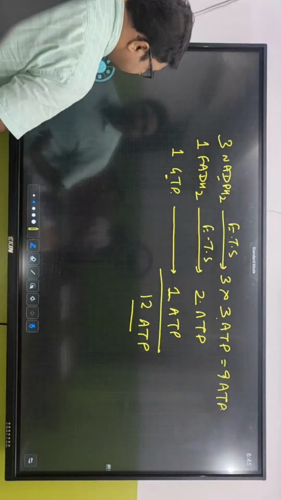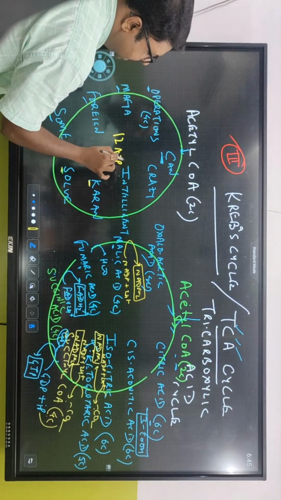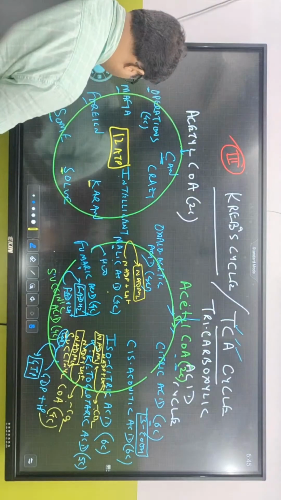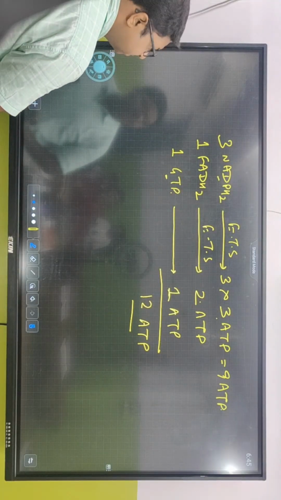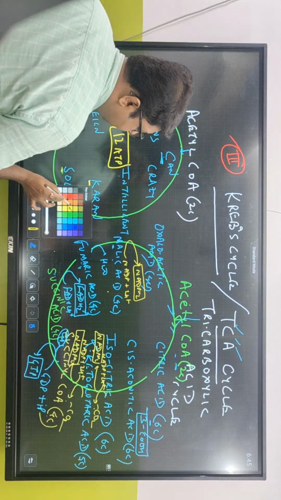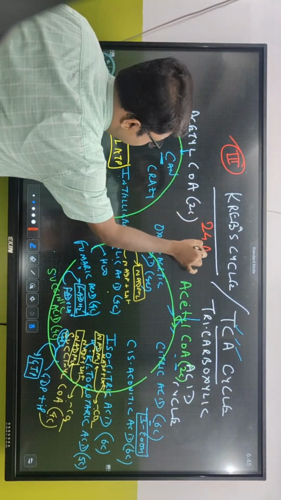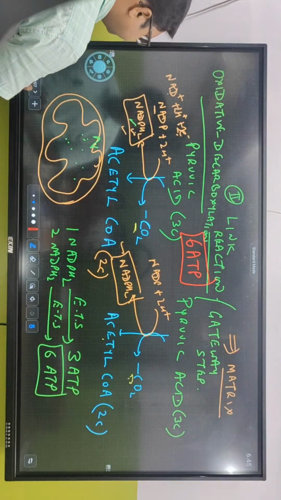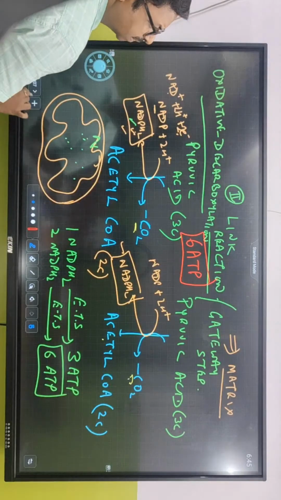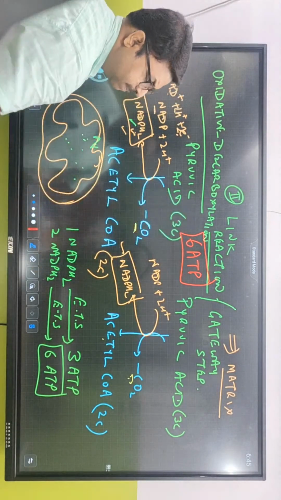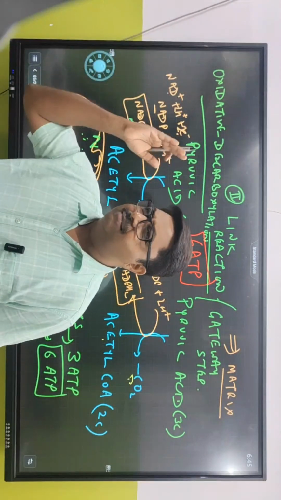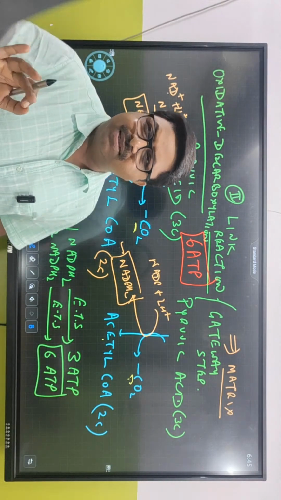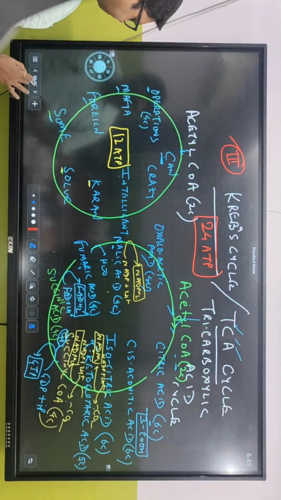For two, how many? How much here? The same process is going to occur over here also. 12 plus 12, 24. 24 is the total number of ATP in Krebs cycle. So do the calculation. Krebs cycle 24. Link reaction, how many? Link reaction is 6. 24 plus 6, 30. And in glycolysis, 8 ATP. Total 38 ATP. This is called the balance sheet.